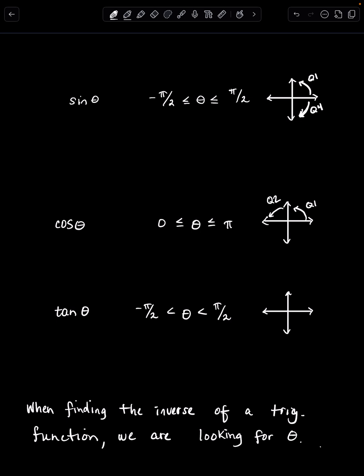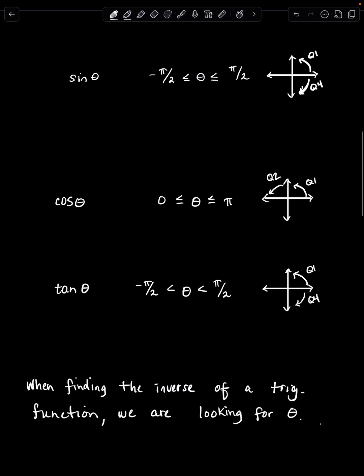And then tangent, it's the same thing as sine because quadrant 1 is going to give me an angle for a positive exact value, and I can go the other way and get an angle out of quadrant 4 that will give me a negative exact value. So that is how we're restricting the domains for our trig functions there.